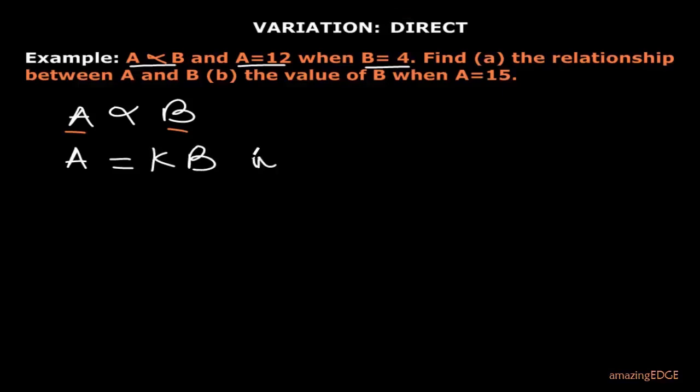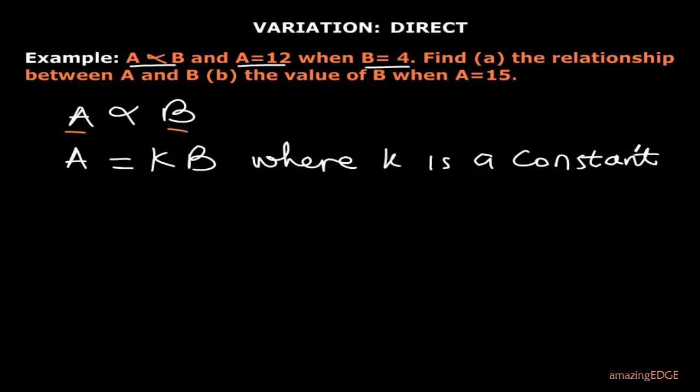Where K is a constant. I told you that in variation, there must be a constant. So immediately you remove the sign of variation and put the equality. Once the equality comes in, you multiply the other side by K. So this is what we have.